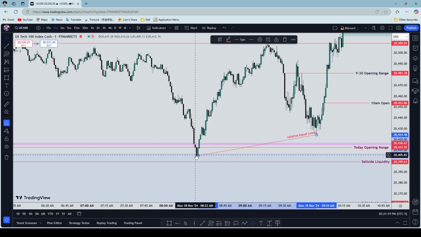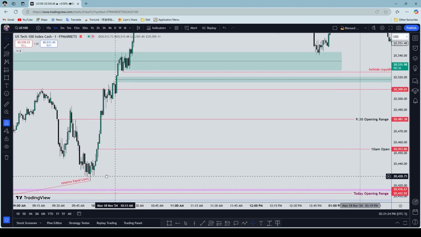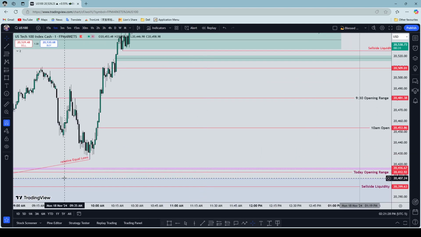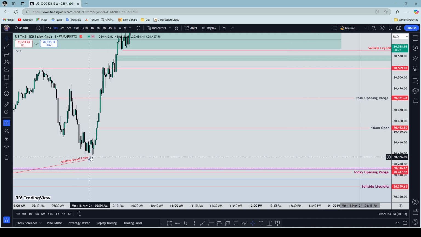So they are relatively equal. They are in close proximity with each other, and price has not traded to them. See, price has not dropped down towards these relatively equal lows right here. So it's called relative equal lows.